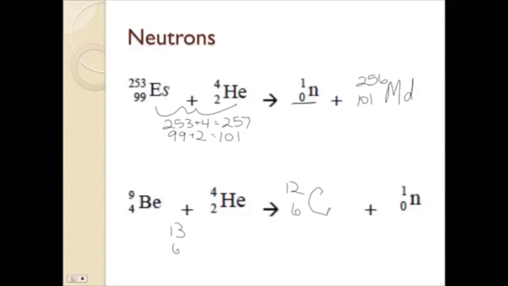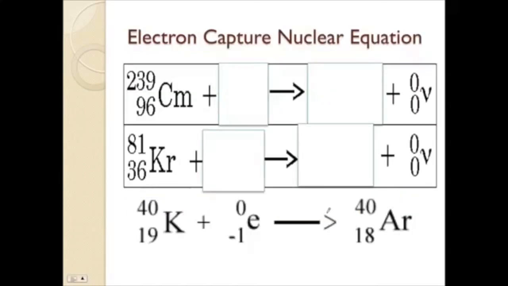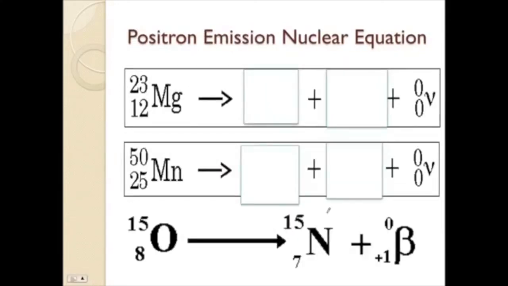There we go. See, regardless of which type is going on, it's the same math the whole time. You make sure your top numbers and your bottom numbers add up on both sides. And then which type of reaction it is just depends on what particles are involved. So this one involves neutrons, and it's technically kind of alpha capture. If we have electrons being picked up, it's electron capture. If we have a positive electron, a positron, then it's positron emission.